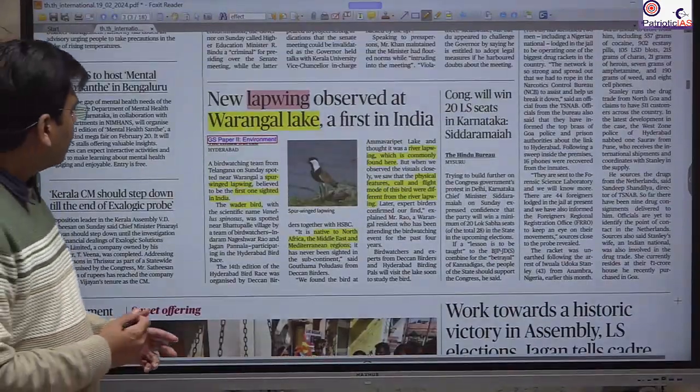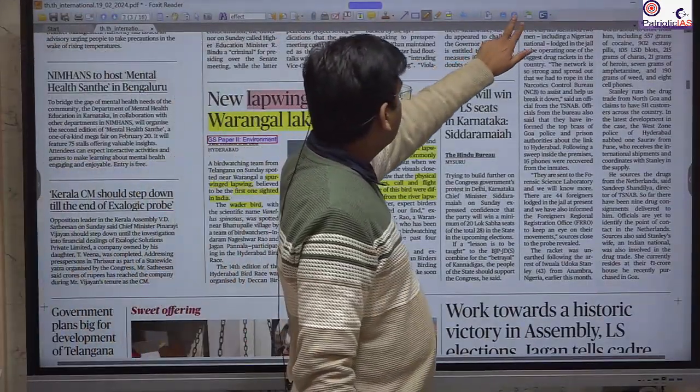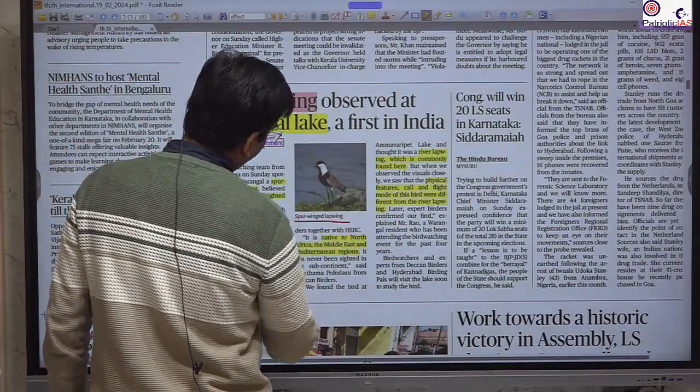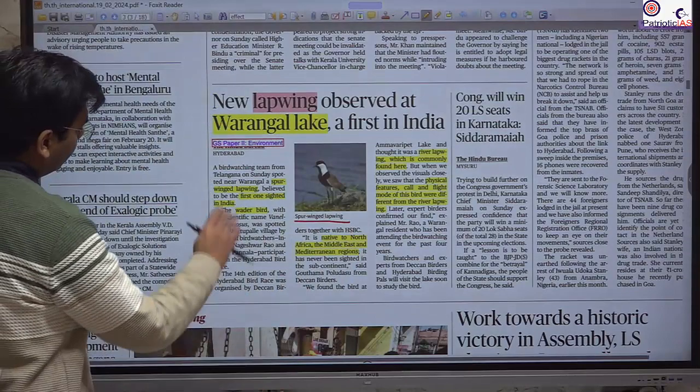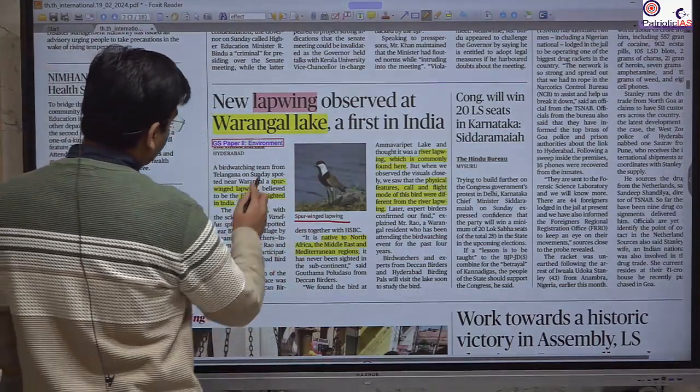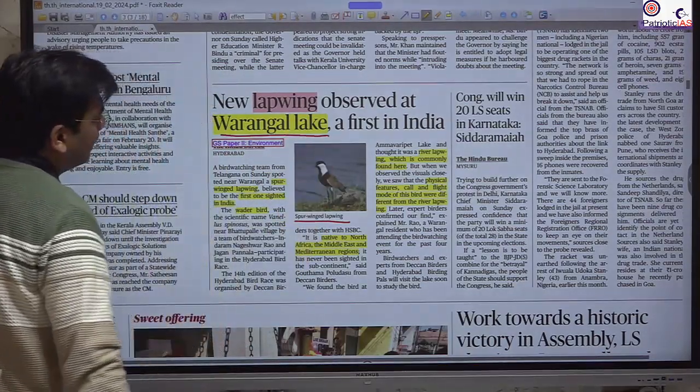Next relevant news is this lapwing. What is this lapwing? This is a bird, and this is beautiful. It is a spur-winged lapwing. This is the first time it has been observed in India, in the area of the Warangal Lake in Telangana.